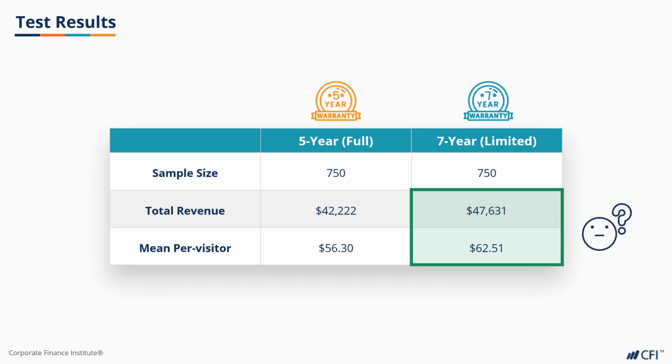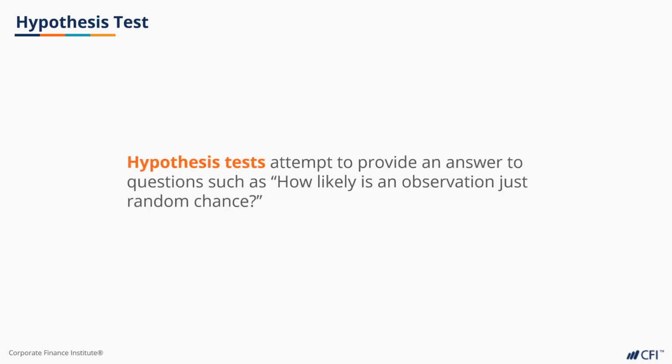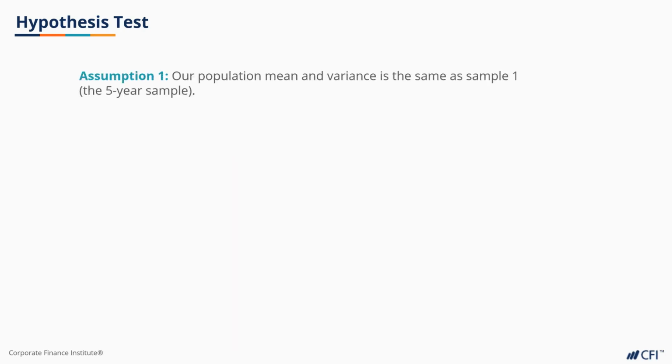Right? Well, perhaps the difference we observe is just the result of random chance. Perhaps it has nothing to do with what our visitors think about the warranties. Or maybe it's not random, and the 7-year warranty really is better. The hypothesis test we'll explore in this chapter attempts to provide an answer to questions like, how likely is an observation just random chance? In a hypothesis test, we start with an assumption about our population parameters.